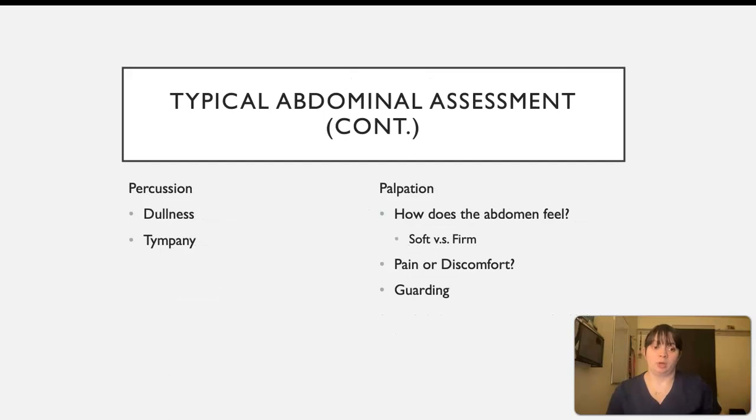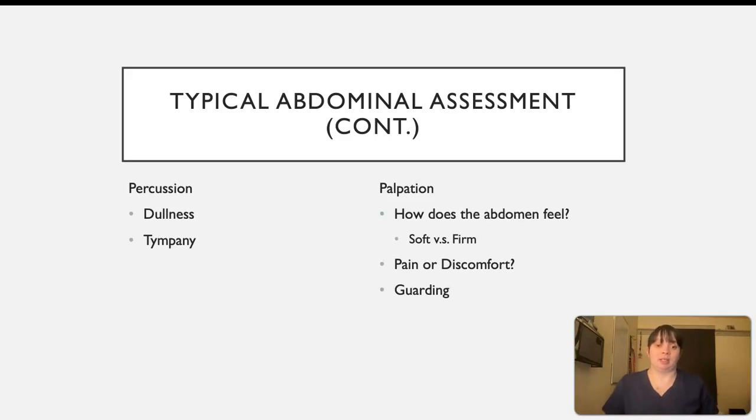Assessment would also move into percussion. As we saw in the assessment of percussion of borders, we want to identify tympanic versus dull sounds. Next, I will move to palpation. How does the abdomen feel? Is it firm? Is it tender? Is it soft? Is the patient experiencing any kind of pain or discomfort with me touching their belly?